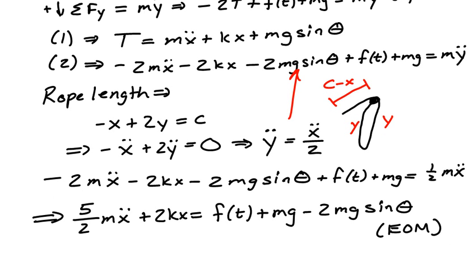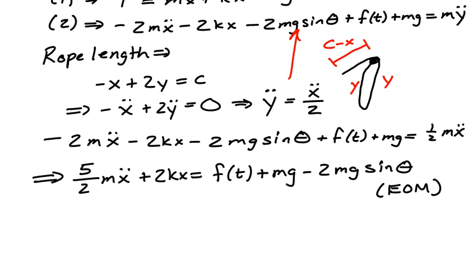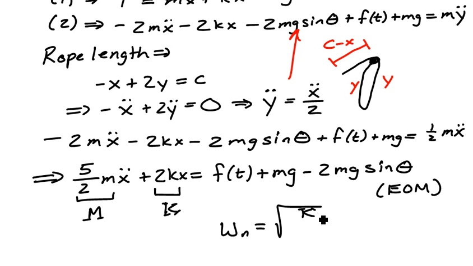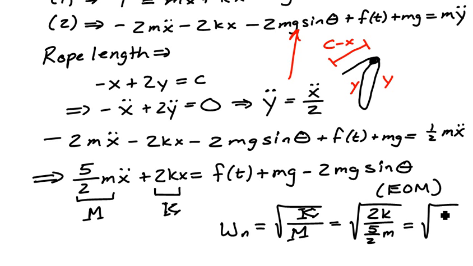And then the next thing I want to find is the natural frequency. To do that, I'm going to note that this is the effective stiffness of the system, which I'll call capital K. And this is the effective mass of the system that I'll call capital M. And I'm going to note here that the natural frequency is equal to the square root of capital K divided by capital M, the effective stiffness divided by the effective mass. So in this case, it's going to be the square root of 2k divided by 5/2 m, which is going to equal the square root of 4k over 5m. And that'll give me the natural frequency of this system.